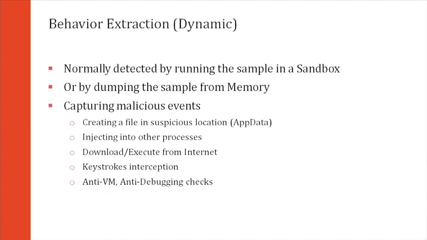Keystroke interception is another technique which can also be done by the malware. It's very common for banking Trojans so that they can steal information as you type on the keyboard. Anti-VM and anti-debugging checks also: malware will check if it is being debugged or analyzed by a malware researcher. And you can get all those features too.